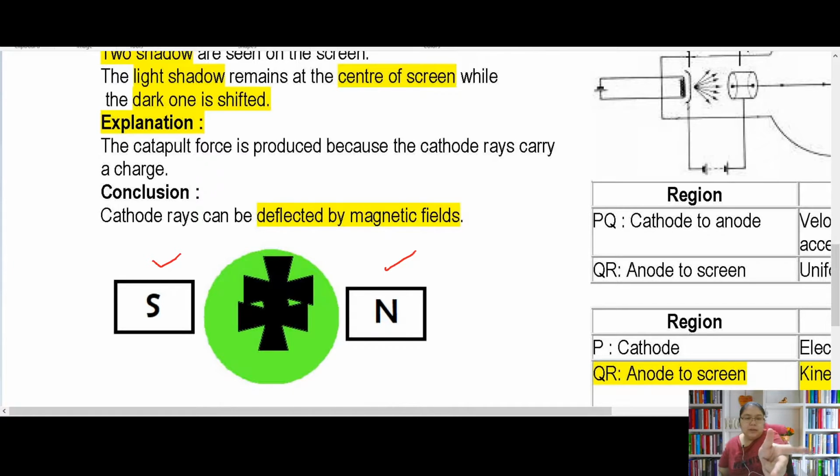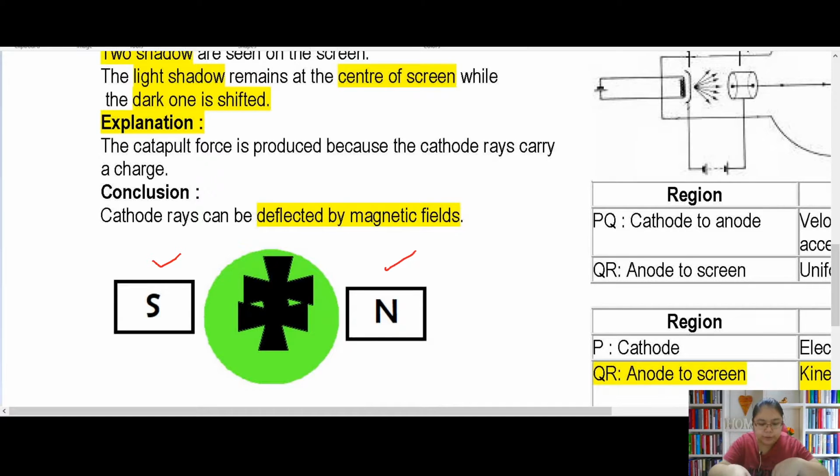Means the shadow will shift upwards. Shadow shifting upwards means when you draw the magnetic field, the bottom must be curved. You need to draw the curve at the bottom, which means the bottom becomes strong. Then they push, the force goes up. So you find the shadow is moved up.